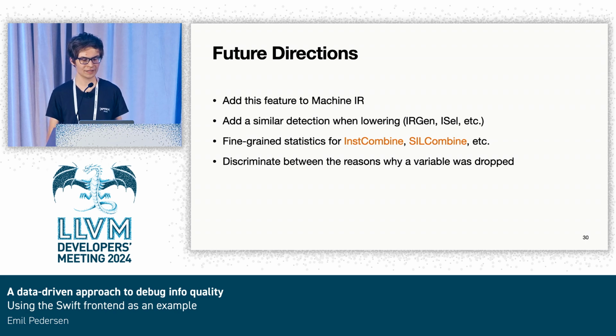And we have a few passes that do a lot of different things, such as InstCombine in LLVM and SILCombine in SIL. And it can be hard to know what subpart is responsible for a variable being dropped, so it would be nice to have more fine-grained statistics. And we would also like to automatically determine if variables are being dropped for a good reason or for no valid reason, and have separate numbers in the report.